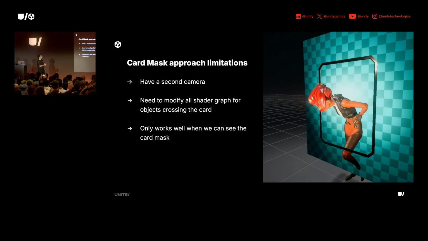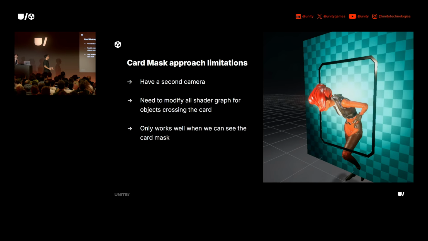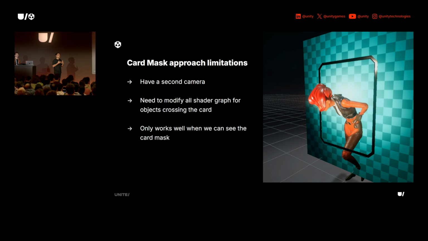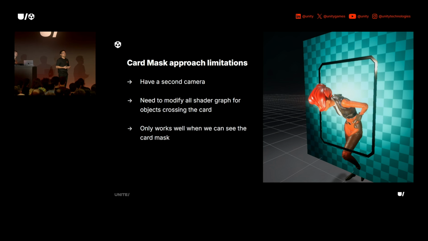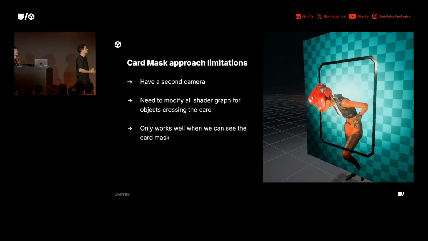So the card mask approach with the render texture works great for Kyle and also for Time Ghost. But of course, it needs to have a second camera, even though it's not rendering a lot. It's not really advised to have multiple cameras for performance reasons. Of course, we also need to modify each Shader Graph to be able to sample the render texture, so it can be tedious if you have multiple materials in your object. And of course, it only works well when we can see the card mask. So when the card is flipped, there will be all kinds of problems.